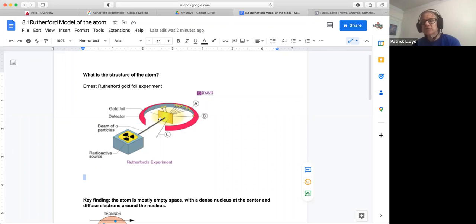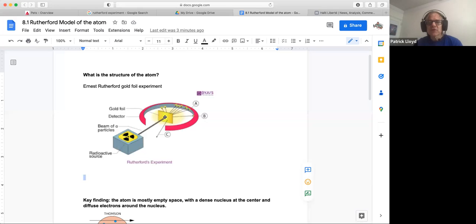Gold is an amazing material. You can make it ridiculously thin just by flattening it out. Only, I think, 20 or 30 atoms thick, and it doesn't break if you're very careful with it. Most materials, if they're that thin, will break and shatter into pieces.